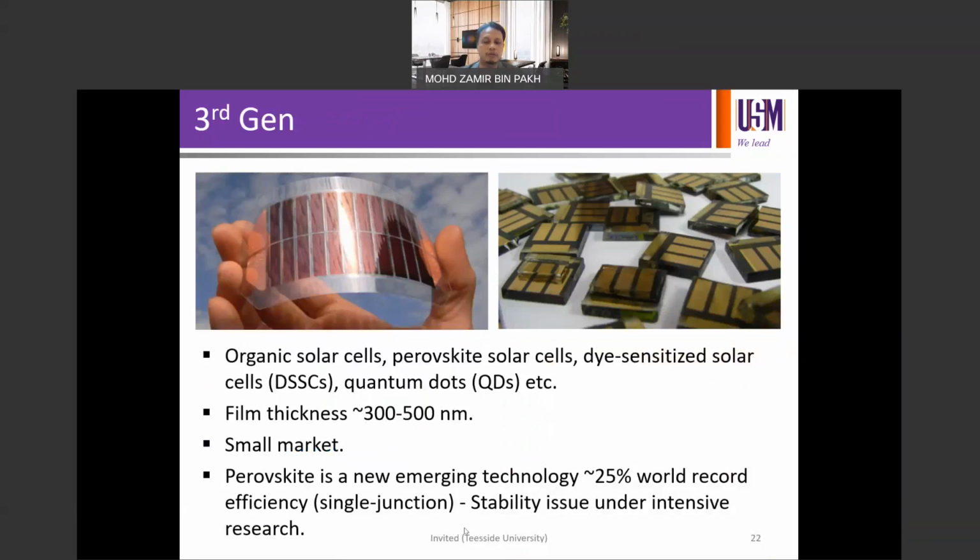So perovskite is a new emerging technology. The conversion efficiency has just hit 25% world record for a single junction. However, we have stability issues in the perovskite due to degradation of the material upon exposure to temperature and humidity of the atmosphere. So it's still under intensive research in order to be feasible for mass production.